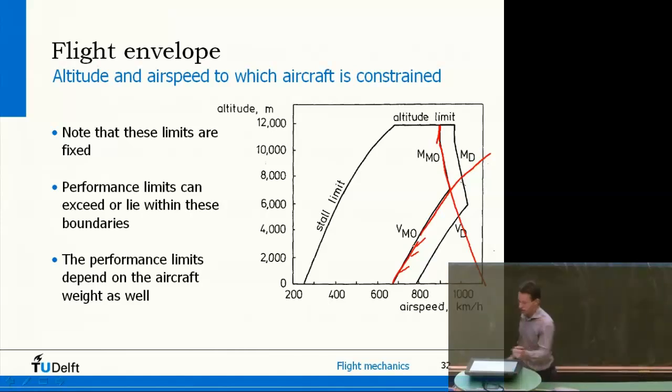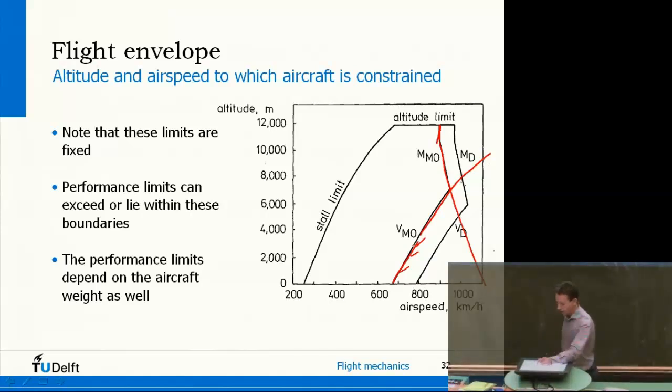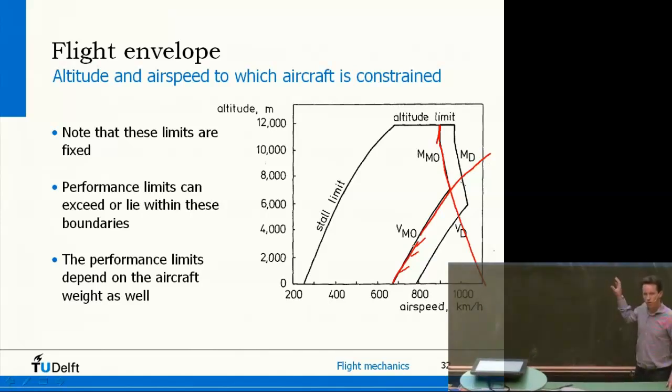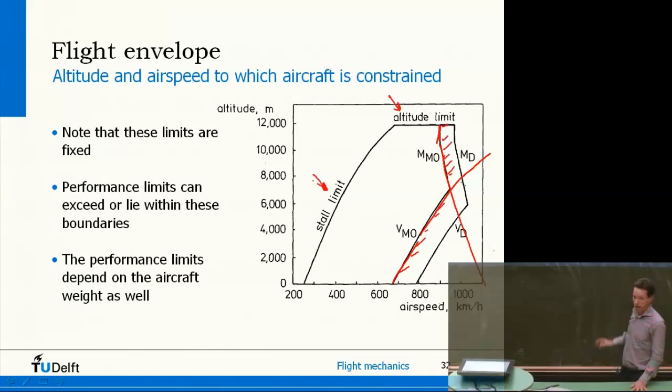Then of course you have an altitude limit and an aerodynamic stall limit, and everything together gives you what the aircraft cannot exceed. Now this is all related to what's allowed, and they are fixed boundaries. So these boundaries will never change.